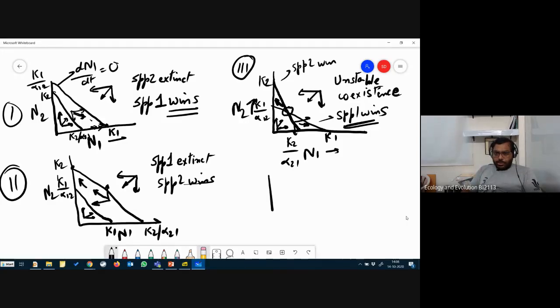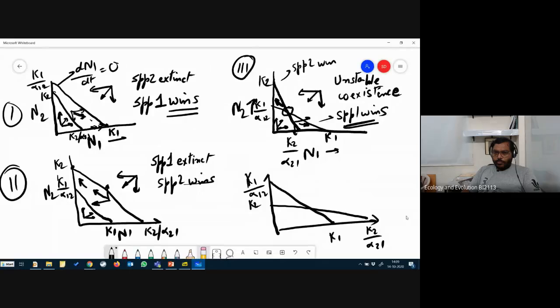Okay, so from this you should probably be able to guess what will be the case in the other one. Now this is K2, this is K2 by alpha 2 1, and this is K1, and this is K1 by alpha 1 2. Okay, so this one as usual is like this, this one as usual is like this.